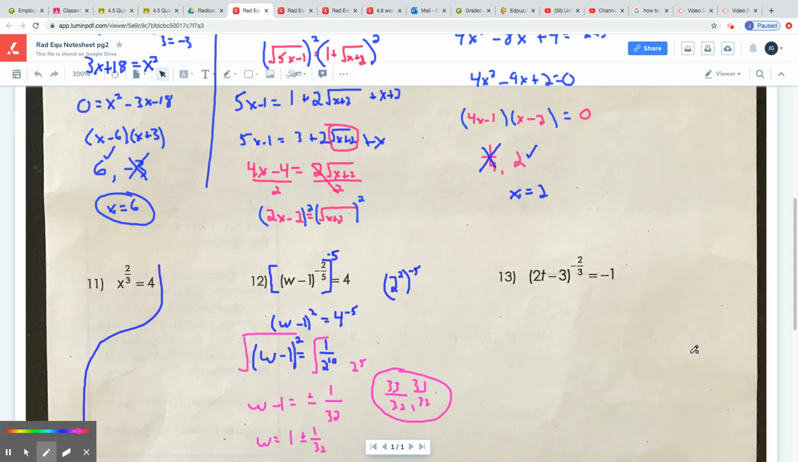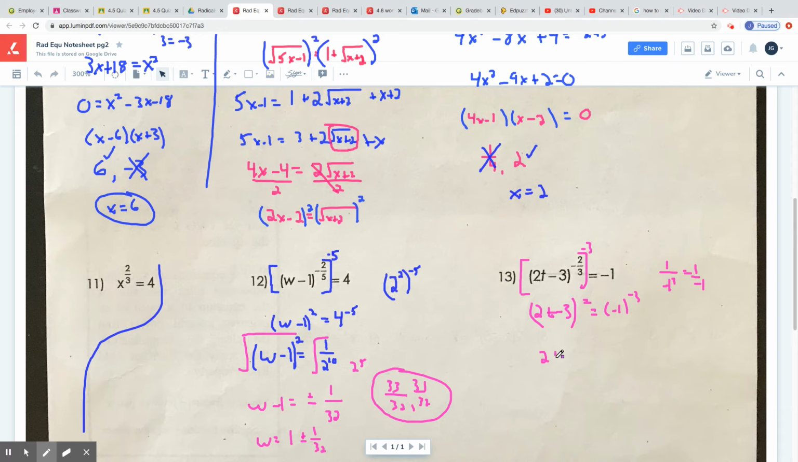All right. Last one, 13. All right, let's raise it to the denominator. Since it's negative, we're going to make it negative. So we're going to raise it to the -3rd. So we get 2t minus 3 squared equals -1 to the -3rd. All right, -1 to the -3rd. So I could make this 1 over -1 cubed. Well, -1 cubed is just -1. So I get 1 over -1, which is -1.